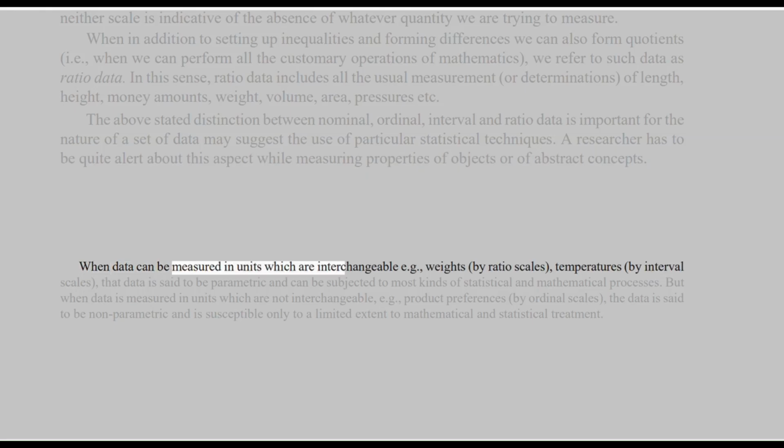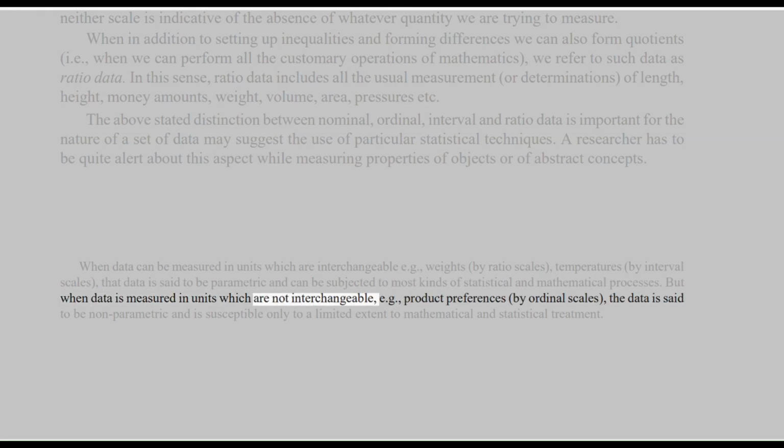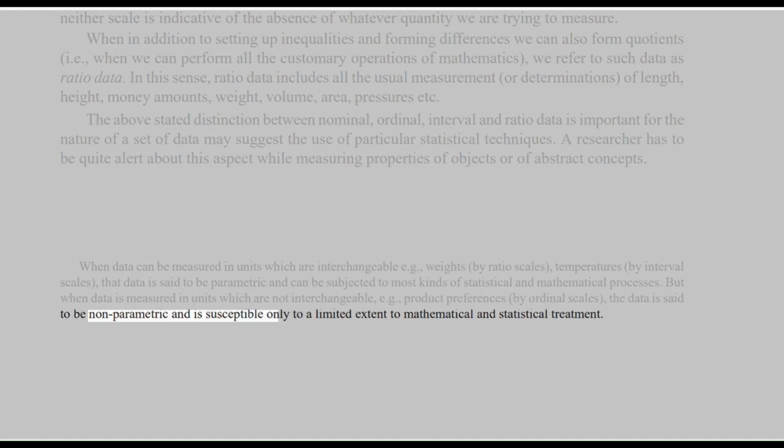When data can be measured in units which are interchangeable, for example weights, by ratio scales, or temperatures, by interval scales, that data is said to be parametric and can be subjected to most kinds of statistical and mathematical processes. But when data is measured in units which are not interchangeable, for example product preferences, by ordinal scales, the data is said to be non-parametric and is susceptible only to a limited extent to mathematical and statistical treatment.